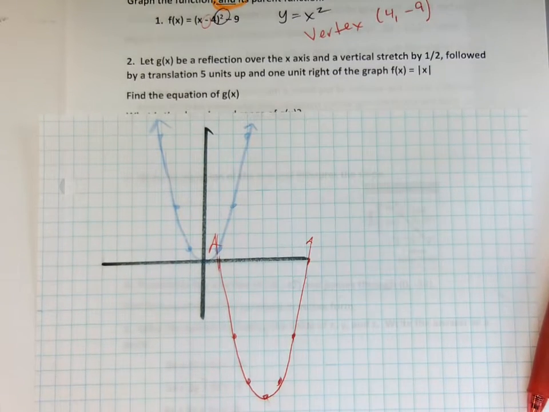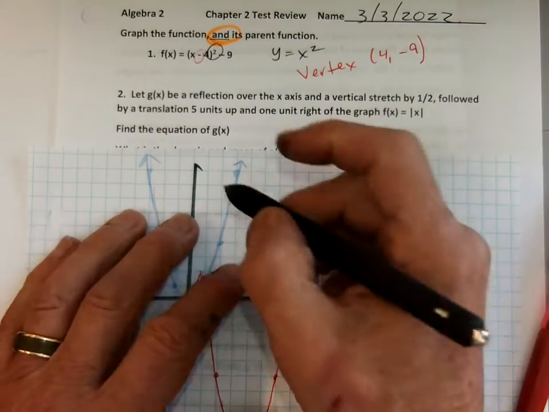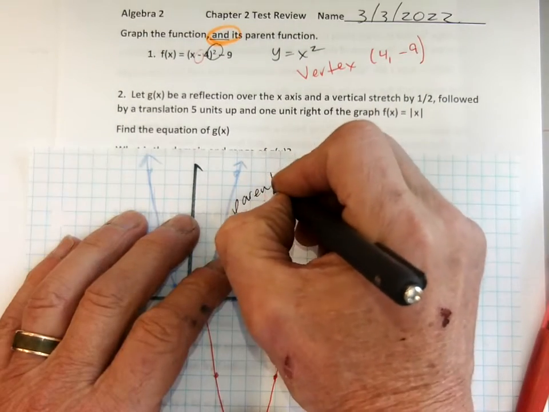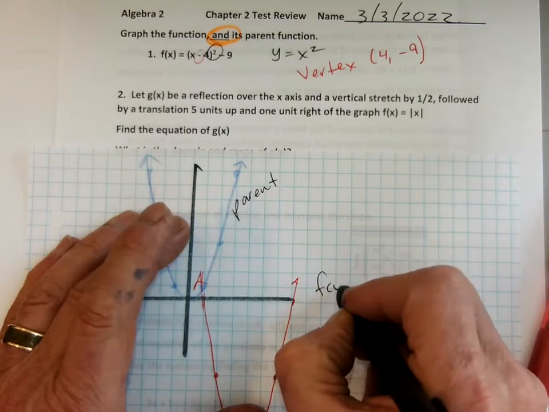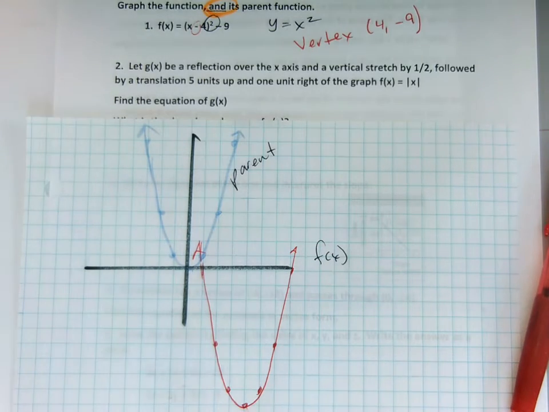So the blue one is the parent function? Yes. So the parent function, in fact, I'll write it down. That's my parent function, and this is f of x. Is it negative 8.75? Say it again? Is it negative 8.75? That's what I got here.